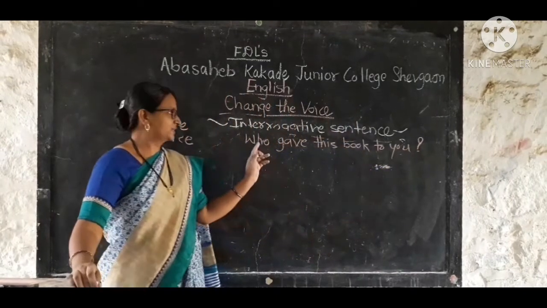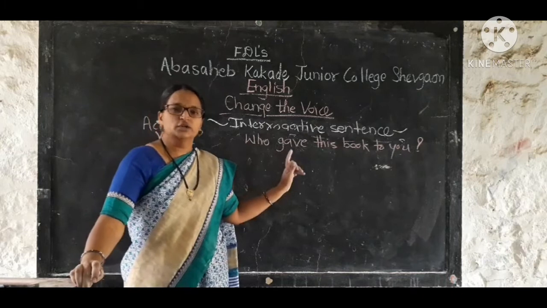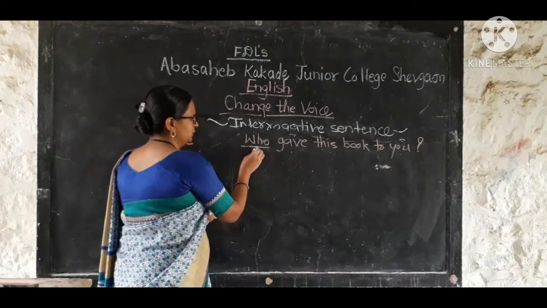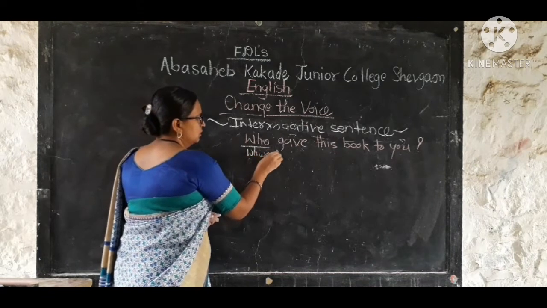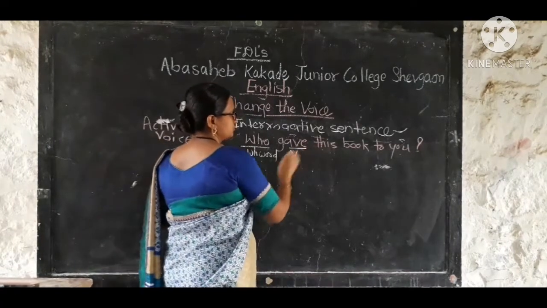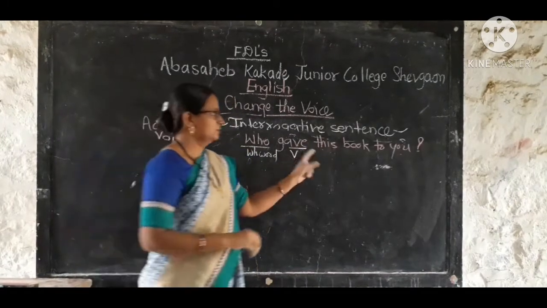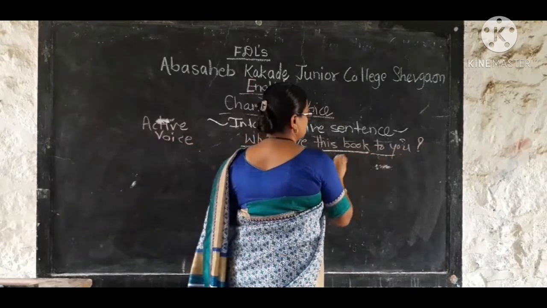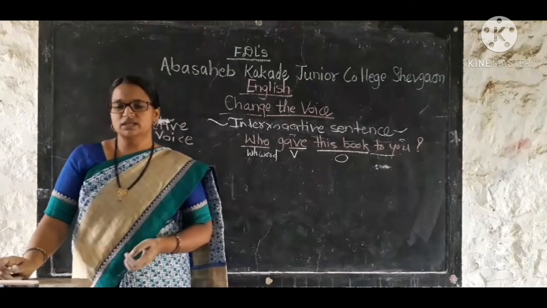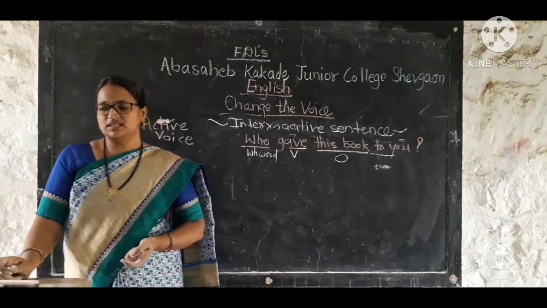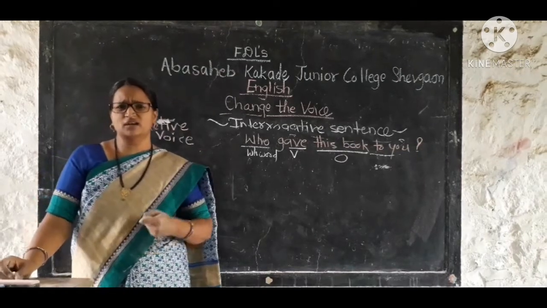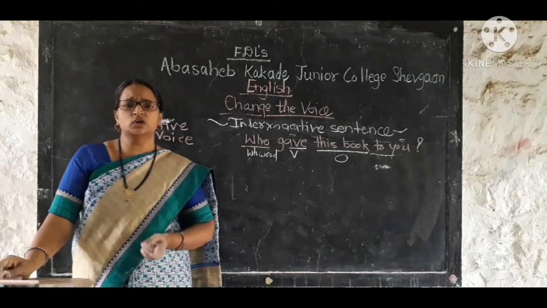See, I have written a sentence: Who gave this book to you? Now here the sentence begins with a WH word, that is who. Then here is the verb. Then this is the object. Okay. Now we have to turn this active voice into passive voice. Before that, we must know what the rules of changing active into passive are.